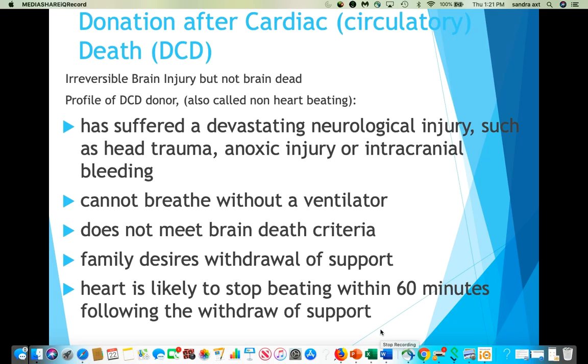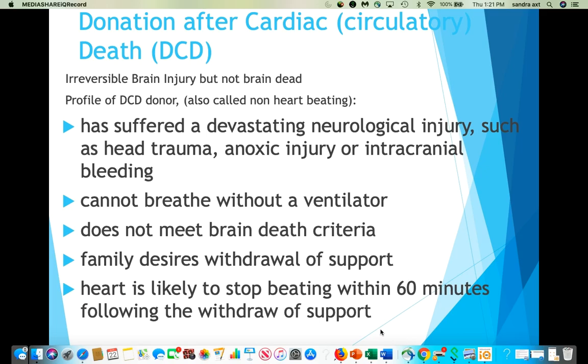If the heart is likely to stop beating within 60 minutes of the family withdrawing support, that is the patient who can have the donation after cardiac death, and they can donate some organs and their tissues. So with these patients, how it works is the family has decided to withdraw support. Then the organ procurement team would give them the option, if they would like, to donate their loved one's organs, and usually they're the kidneys, and then other tissues. And we'll talk about tissues as well later.